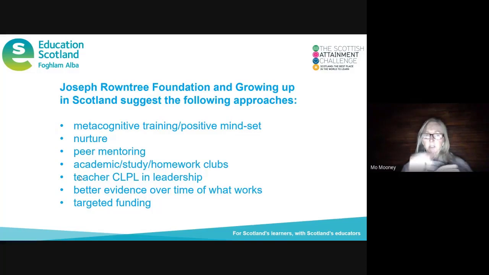We talk about transitions being important and significant in a kid's life. Now, we're not just talking about the transition from nursery, or early years, to primary 1 and P7 to secondary. We know about that and we've put a lot of work into it. But there are other transitions for kids.